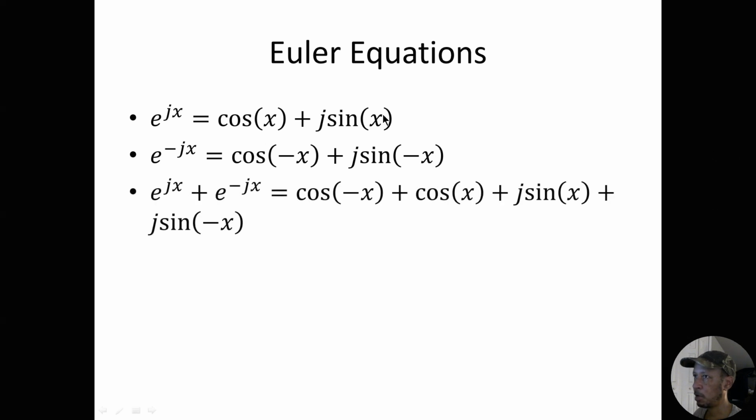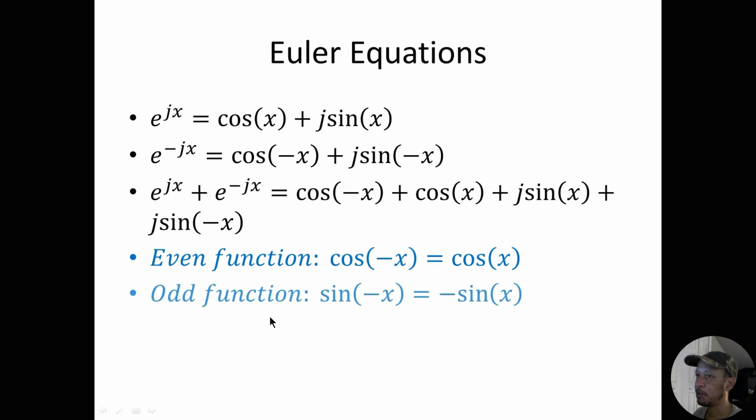That's just by making the argument here for x negative. So that's my second equation. When I take the first equation and add it to the second equation, I have e to the jx plus e to the negative jx equals cosine of negative x plus cosine of x plus j sine of x plus j sine of negative x. Next, let's take note of the fact that cosine is an even function, so cosine of negative x is just cosine x. Sine is an odd function, which means sine of negative x equals negative sine of x.